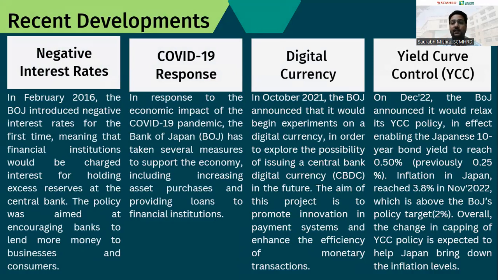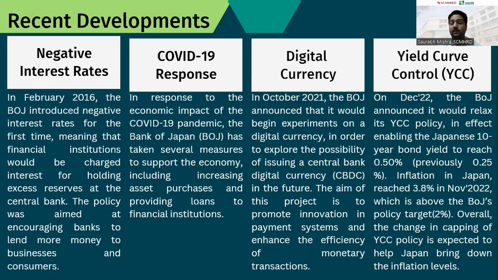Then we'll discuss digital currency. In October 2021, the Bank of Japan announced it would begin experiments on a digital currency. The aim of this project is to promote innovation in payment systems and enhance the efficiency of monetary transactions.